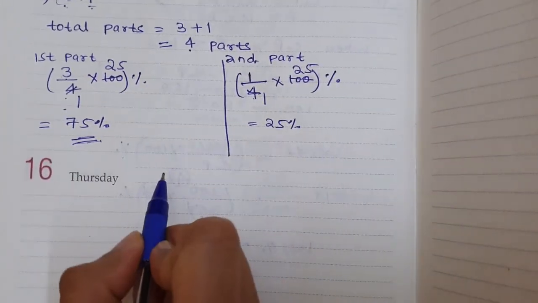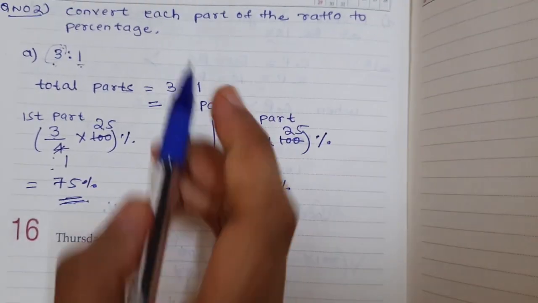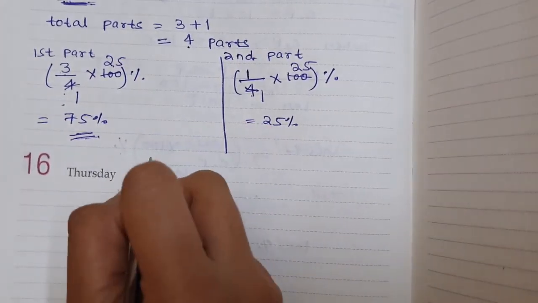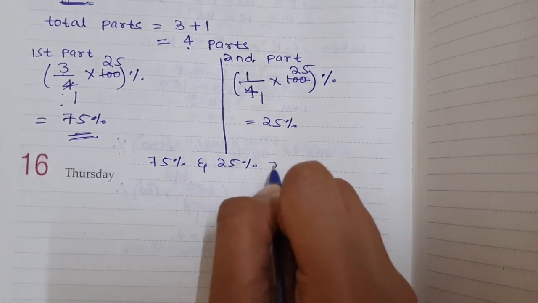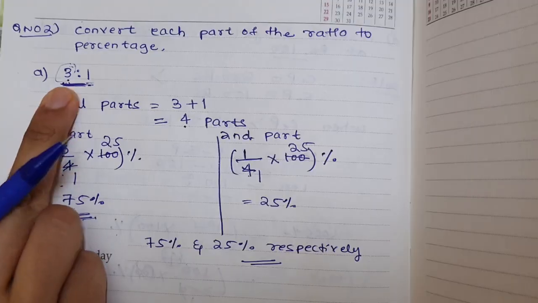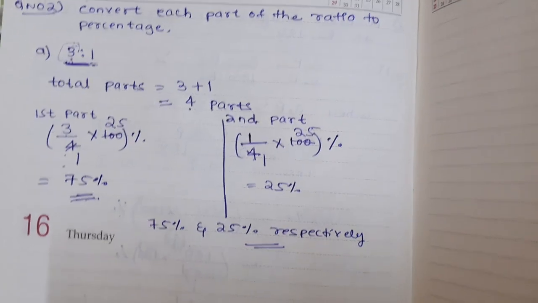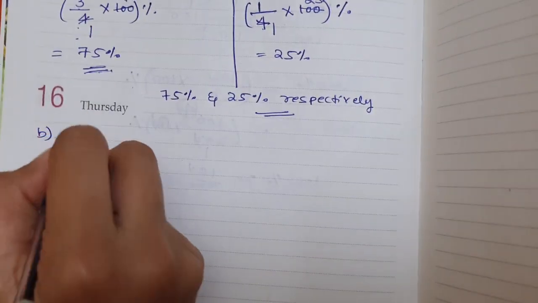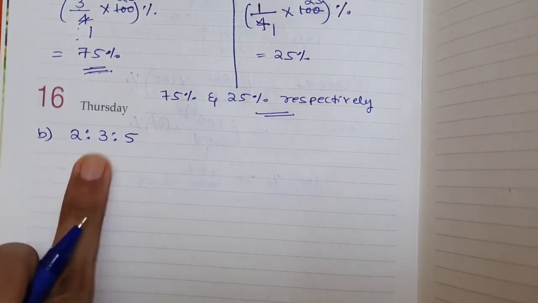So the percentage of each part of the ratio 3:1 will be 75% and 25% respectively. 3 means 75%, 1 means 25%. Now let us go to the next one. Next one is 2 is to 3 is to 5.